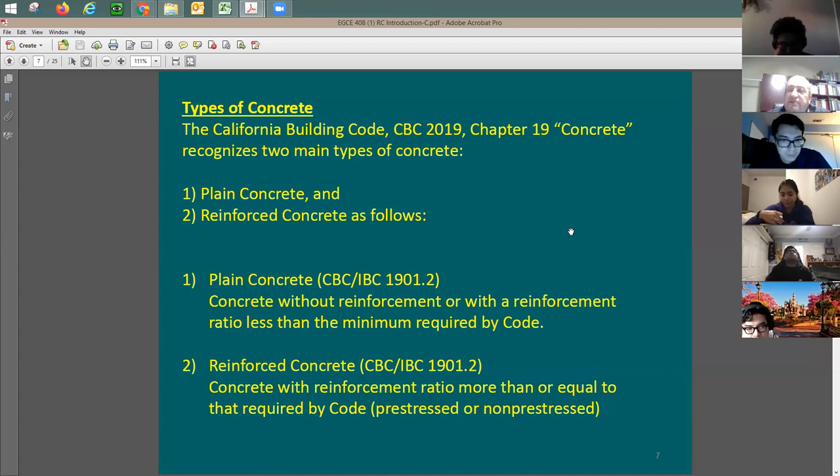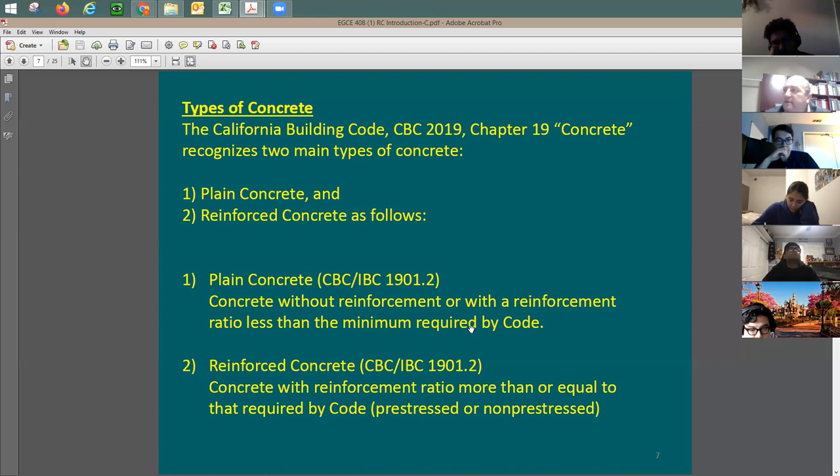Code says, if you have a structure member, let's say footing, or a beam or a column, for each type of these structure members, you're gonna have a minimum reinforcement ratio. Your minimum reinforcement is gonna be this much in a column. Minimum reinforcement in the beam is gonna be this much. Minimum reinforcement in a slab is gonna be this much, or foundation, or a wall, right? So if you put some reinforcing, but it's below the minimum required, we're gonna call it plain concrete. And this is exactly what it says here. Plain concrete is the concrete without reinforcement or with reinforcement ratio less than the minimum required by code.